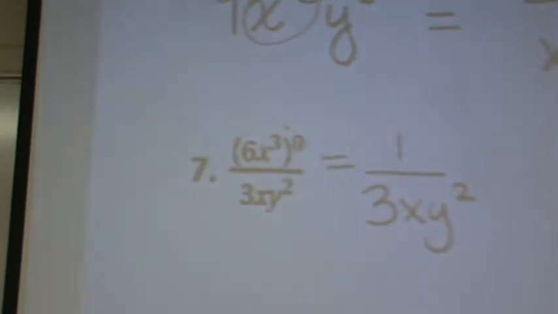Number 7, anything to the 0 power, this is going to give you a 1 on top, and you have simply 3xy squared. You're going to distribute this 0 here, 6 to the 0 power, and 3 times 0 is 0, which is anything to the 0 power, 1.